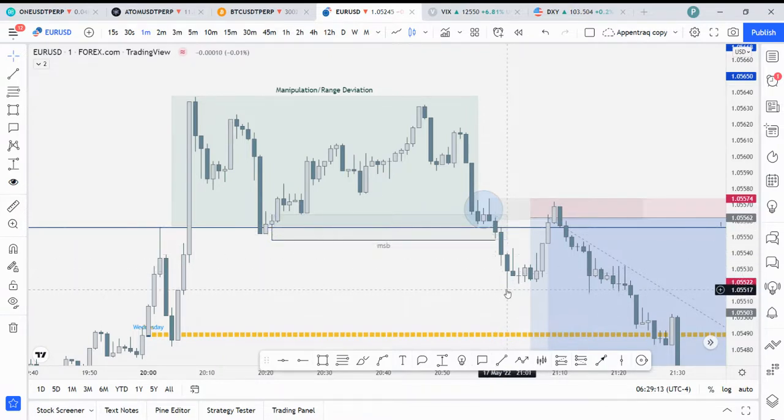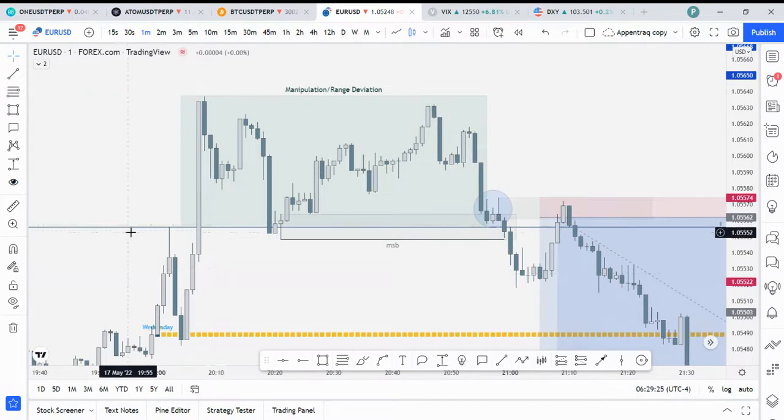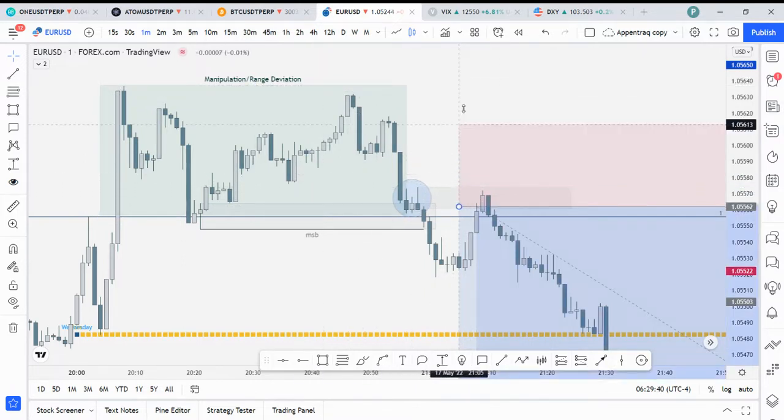You've seen the break of structure, you've seen a market structure break. The next thing you want to wait for is a retest of this range. This is a range high. So a retest of this range is where you want to make your entry, and then your stop loss would be at the high of this range. So your stop loss ideally will be here.